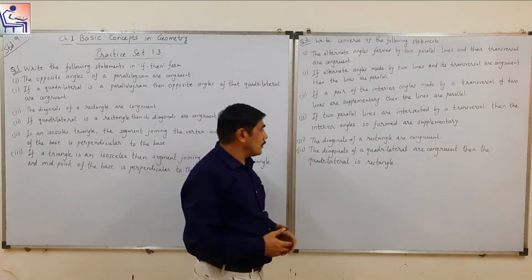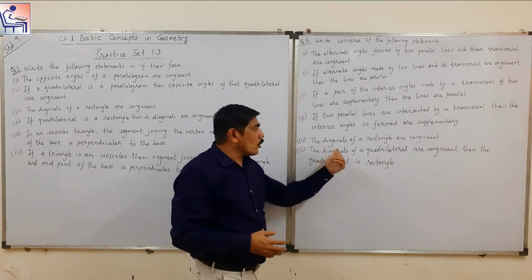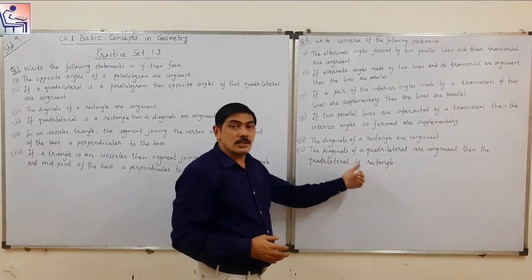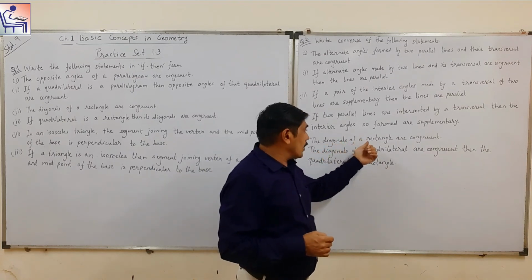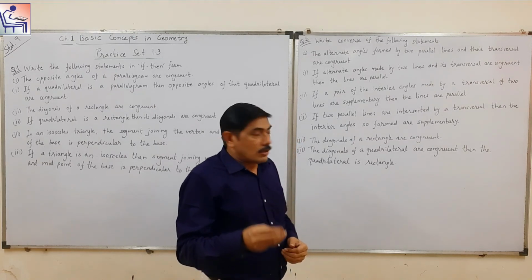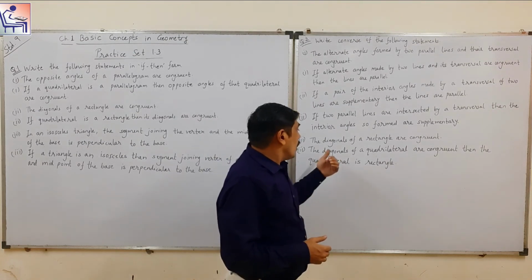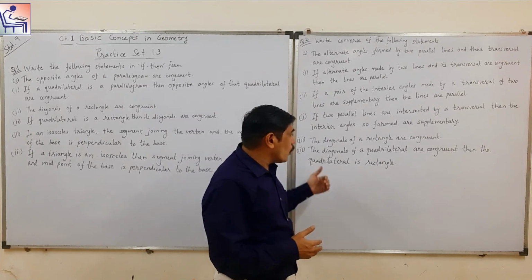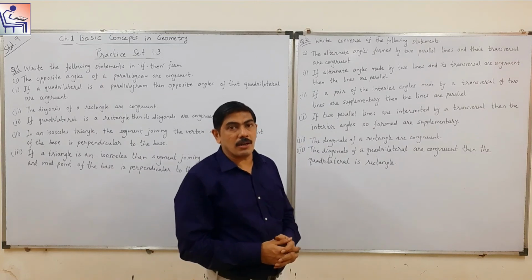Now question number 3. The diagonals of a rectangle are congruent. The converse: if the diagonals of a quadrilateral are congruent, then the quadrilateral is a rectangle. That means in any rectangle, the diagonals are congruent. So here we converted it: if in any quadrilateral the diagonals are congruent, then the quadrilateral is a rectangle. This we get in the converse statement.